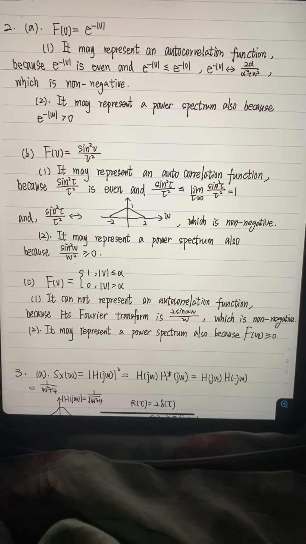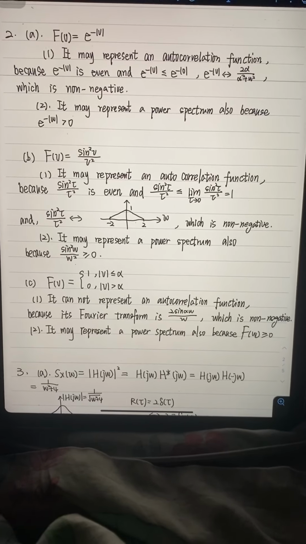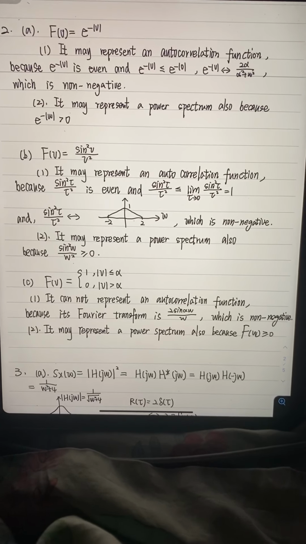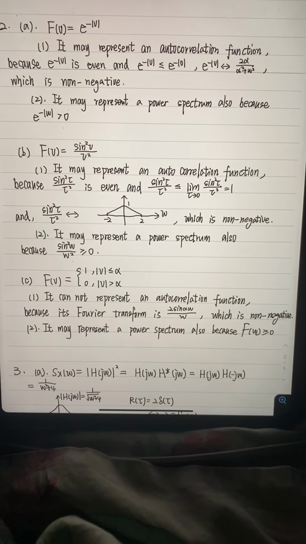And second, it may represent a power spectrum. That's also because the function itself is larger than 0.